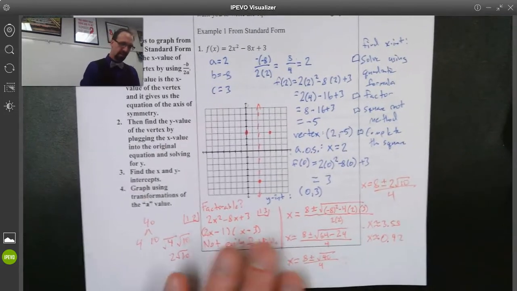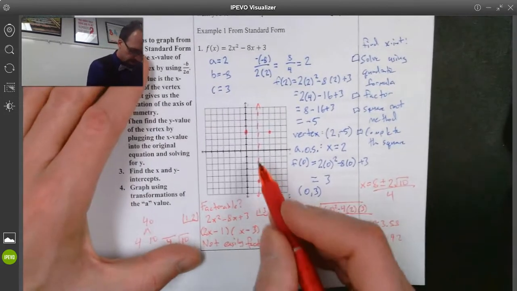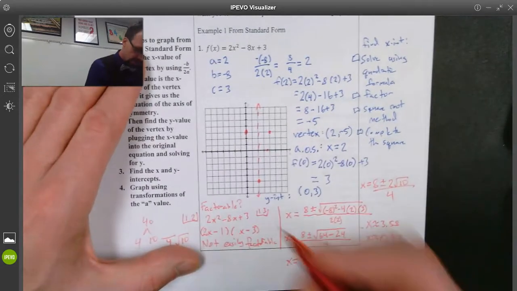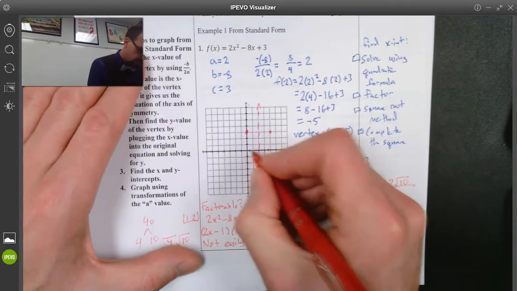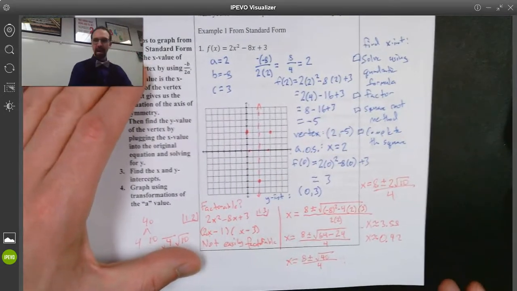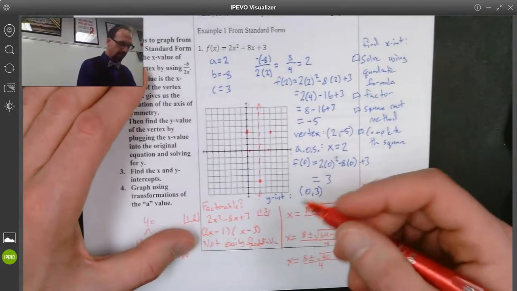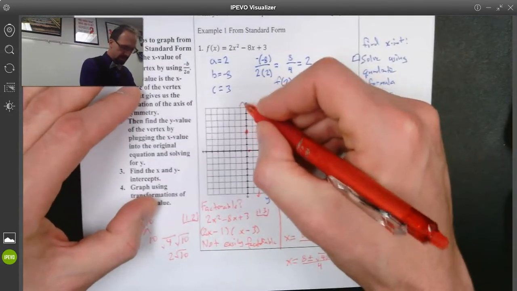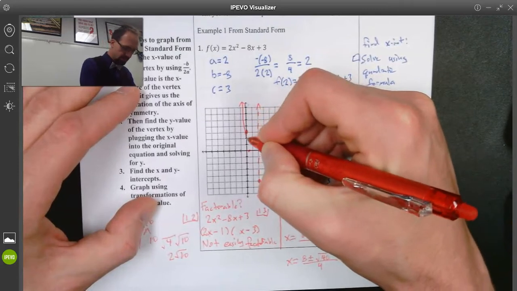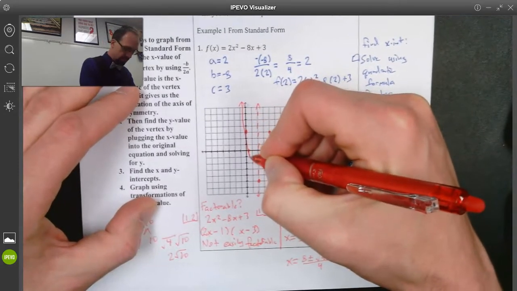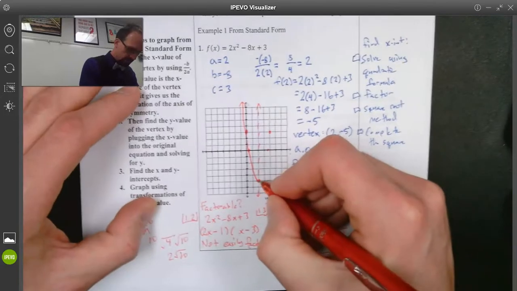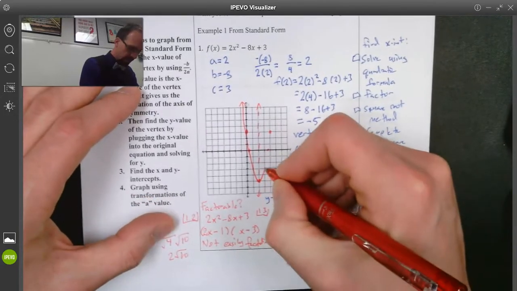So that kind of tells me where they're going to be approximately. 3.58 is close to here, and then 0.42 is closer to here. So with that, now I have 5 points. I can graph this quadratic. One thing to note is your values with the A.